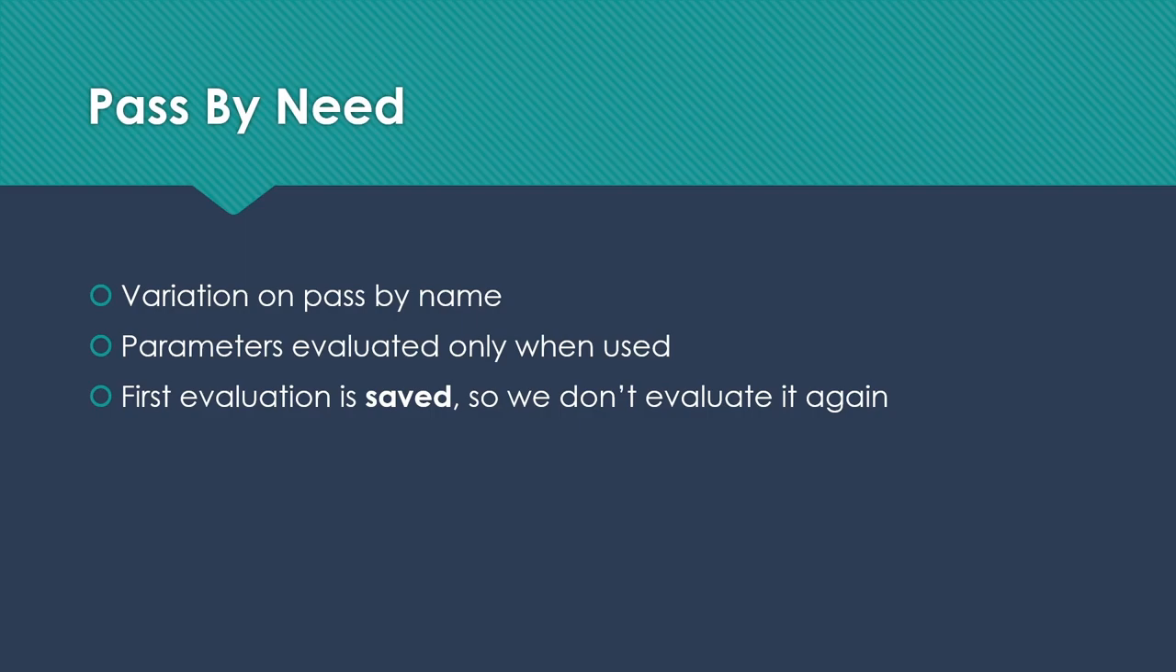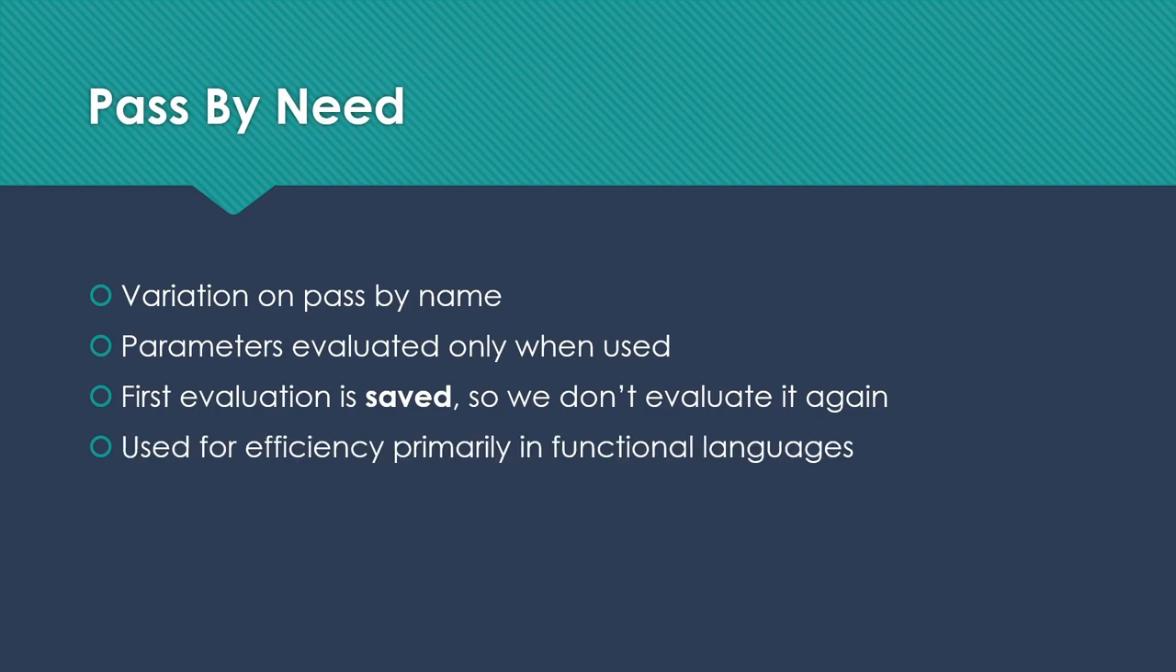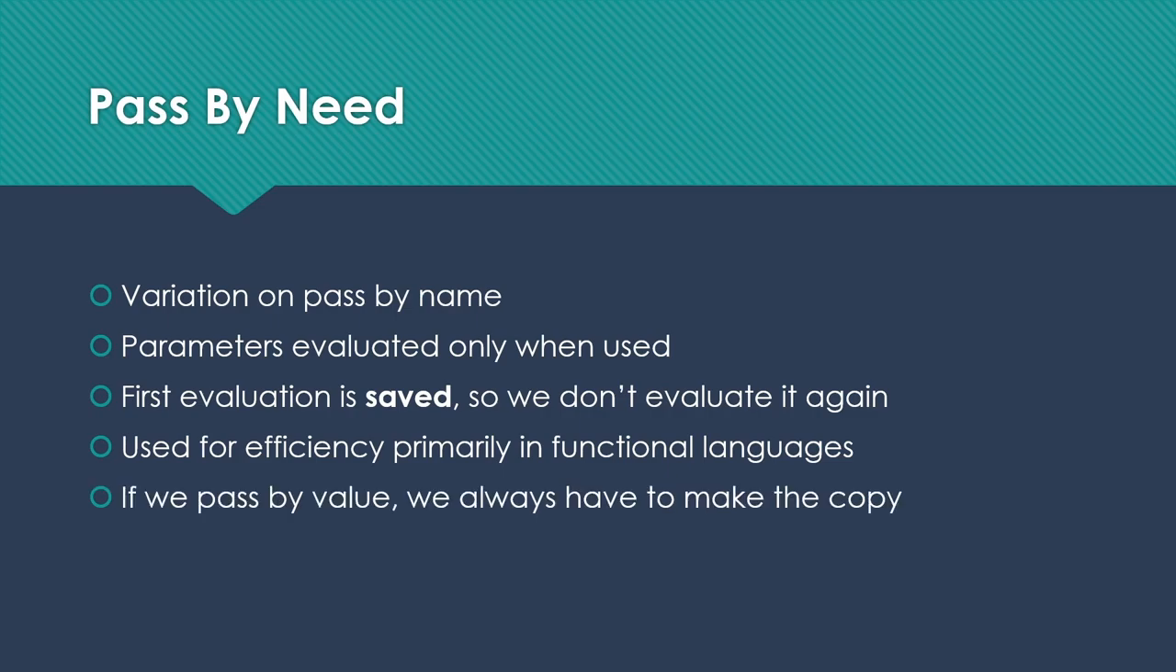If they're not needed, they're not evaluated. If they are needed, they're evaluated only once. This is used for efficiency primarily in functional languages. Note that if we were to pass by value in those circumstances, we always have to make the copy.